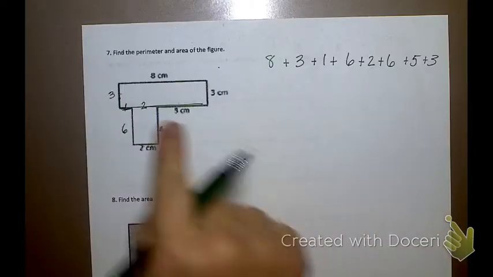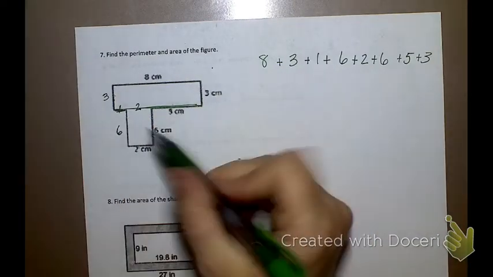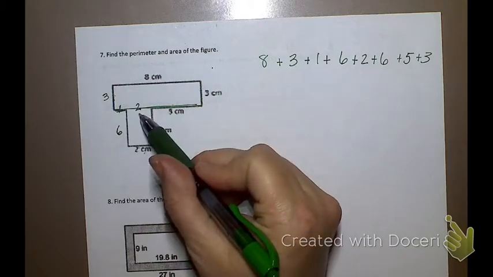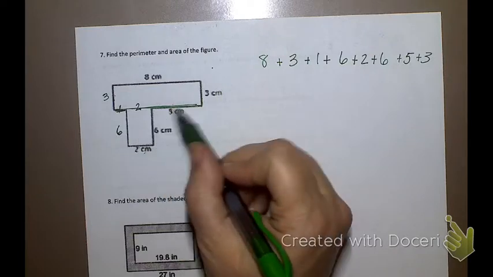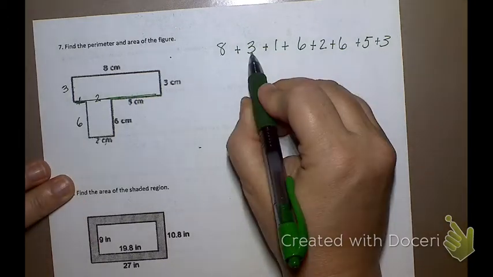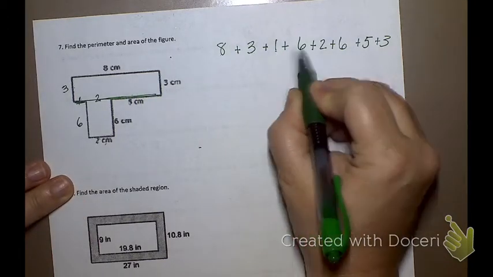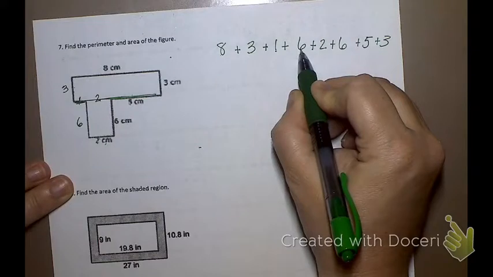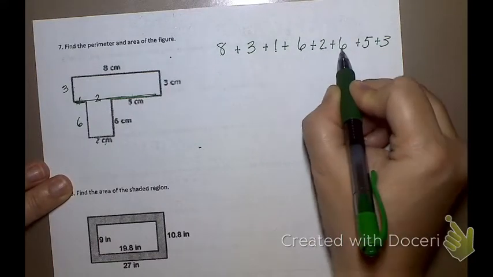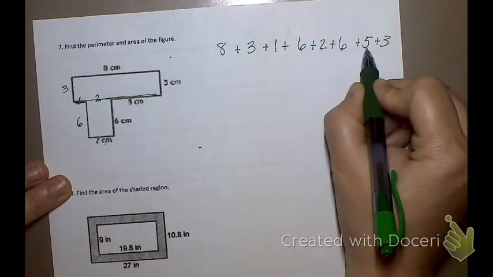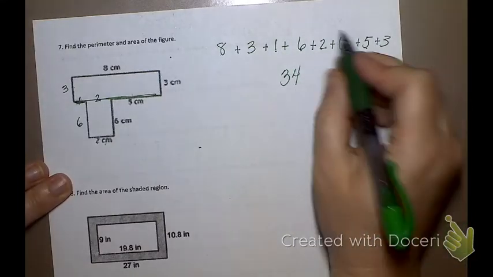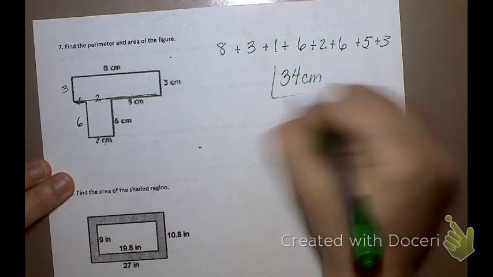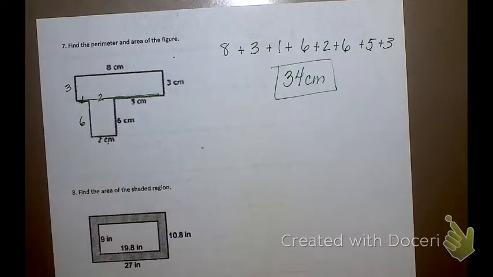Why didn't I put the 2 in there? I put this 2, but I didn't put that one. Why didn't I put that one in there? Because that was going right in the middle of the figure. It wasn't the actual perimeter, right? So I just got to add all these things up. 8, 9, 10, 11, 12, plus 6 is 18, 19, 20, 26, 31, 34. 34 what? That's my perimeter right there. Okay?